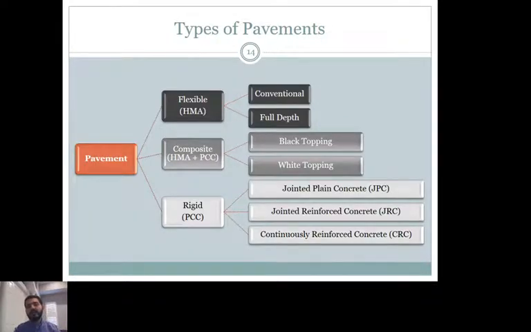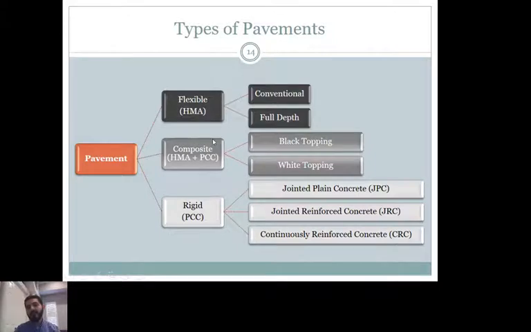Another type of classification is flexible pavement, composite pavement, or rigid pavement. For flexible pavement, I can have either conventional hot mix asphalt or full depth hot mix asphalt. And I'm going to explain this in a little bit. When it comes to rigid pavement, I have three types. The very first one is jointed plain concrete, JPC, and the second one is jointed reinforced concrete. As you could tell, there is some reinforcement in this type of structure. And continuously reinforced concrete, where now we have much more reinforcement in this rigid pavement.